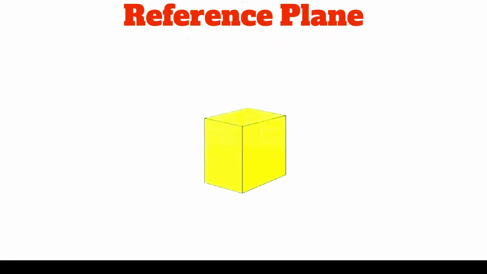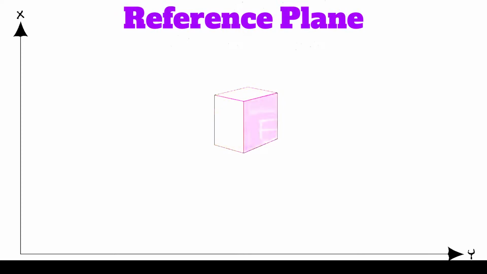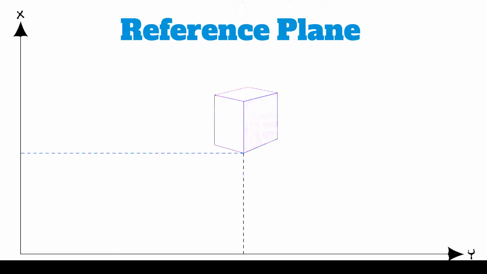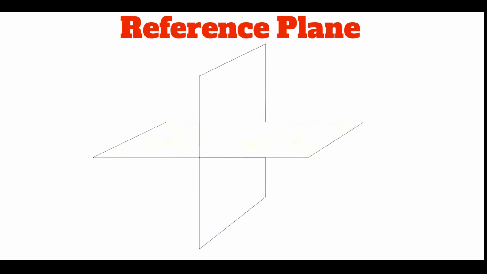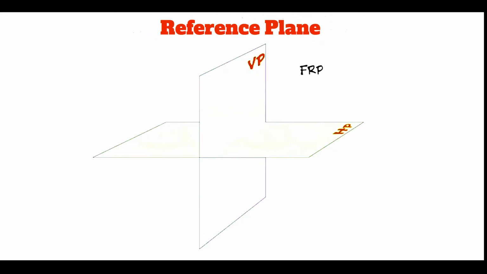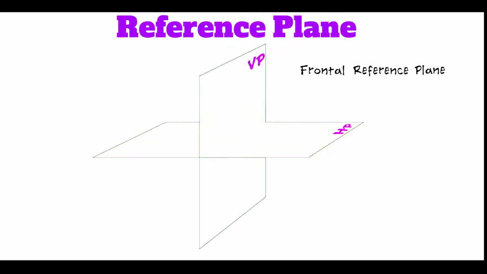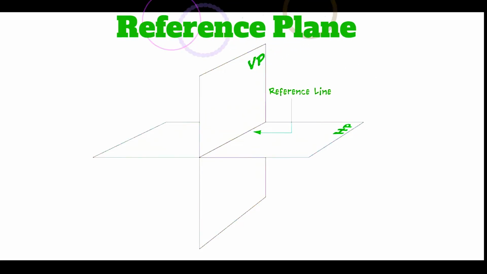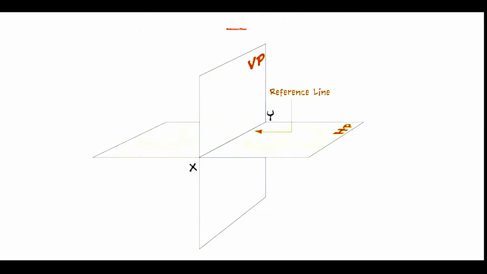Now we'll see a reference frame. Any object in space should have a reference from where it can be measured so that we know the exact location of the object. For that, we intersect two planes, that is the vertical plane and the horizontal plane. The horizontal plane is also called HP and the vertical plane is also called VP or FRP, the frontal reference plane. The intersecting line of the two planes is called the reference line, that is XY.